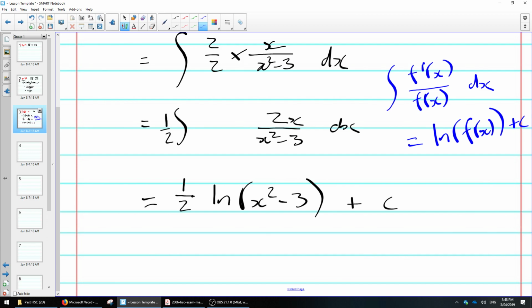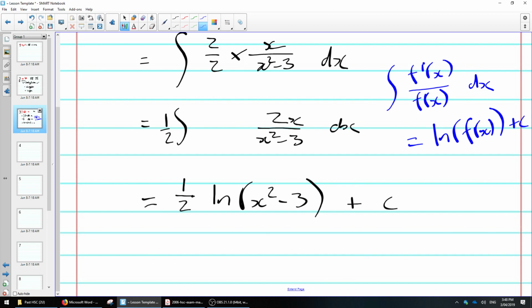Because the idea is I'm realizing, okay, I'm probably going to get a ln here, but I've only got one issue. What can I do to change it? Now that I've done that change, using that half as a counterbalance, now it's a ln thing. But don't forget the plus c.